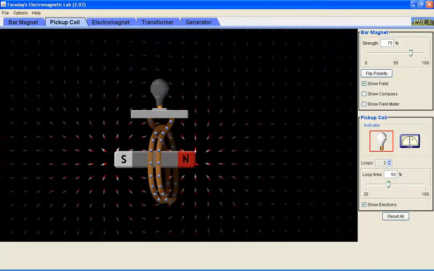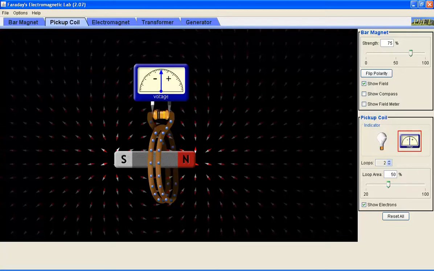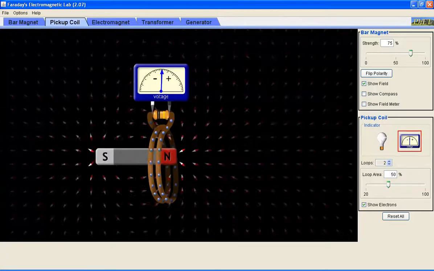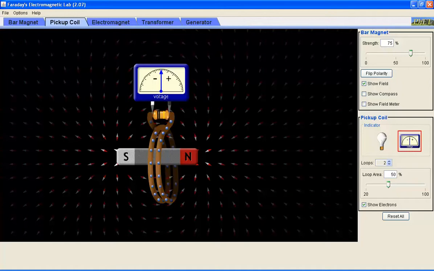For example, here I can replace it with a voltmeter and do the same, and you'll notice that once I place it in, there's no change in the movement of the needle.